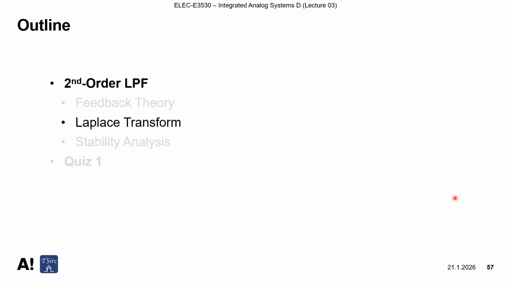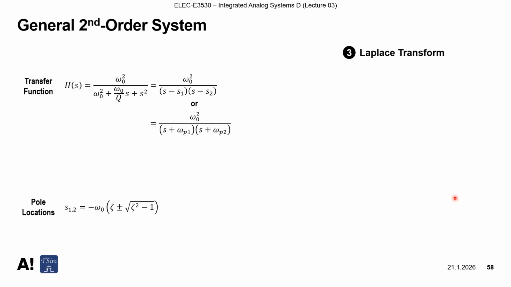So we will go to the Laplace transform part as the second topic. We're not considering the RC filter anymore. We are moving on to the general second order system, so we have a transfer function like this.